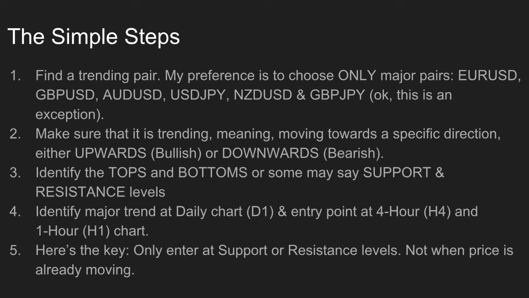So here are the simple steps that I've used to enter the market. First of all, I need to find a trending pair. My preference is to choose only major pairs, specifically EUR/USD, GBP/USD, AUD/USD, USD/JPY, NZD/USD, and GBP/JPY, the Great Britain pound sterling Japanese yen. Of course, GBP/JPY is an exception.